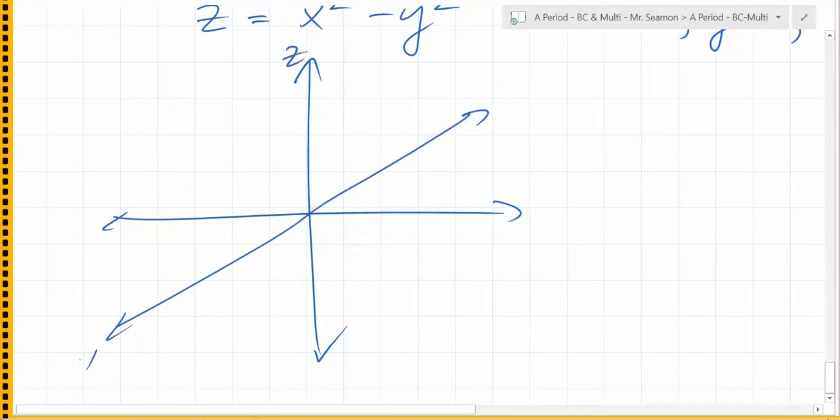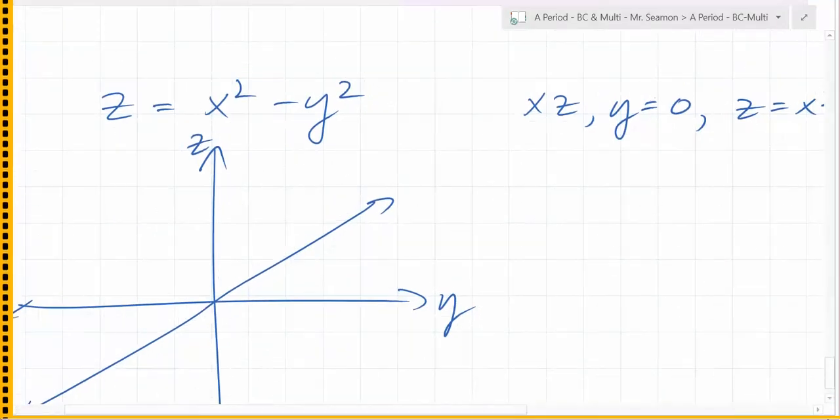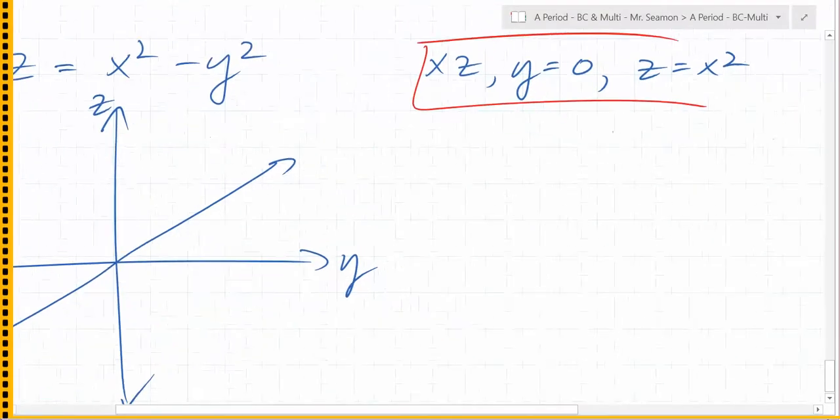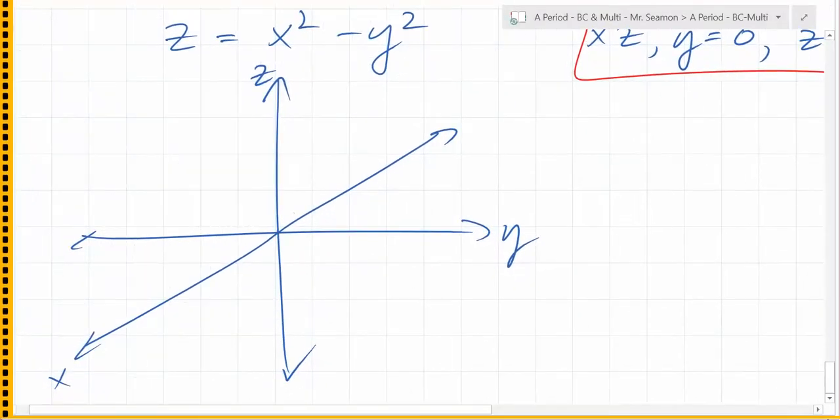So this is z, x, and y. And I'll use a different color here. I'll use red to start off with. So let's say we did this one as red. So z is equal to x squared. So that's this shape, right? It's on the xz plane.